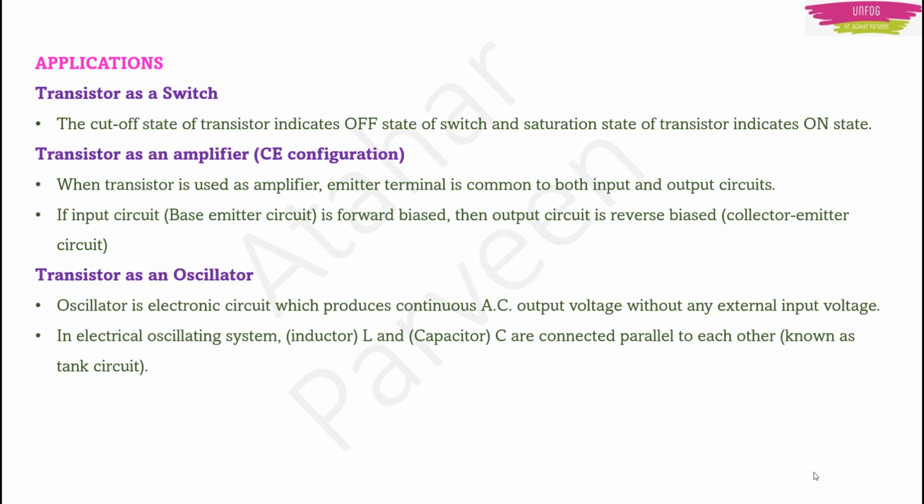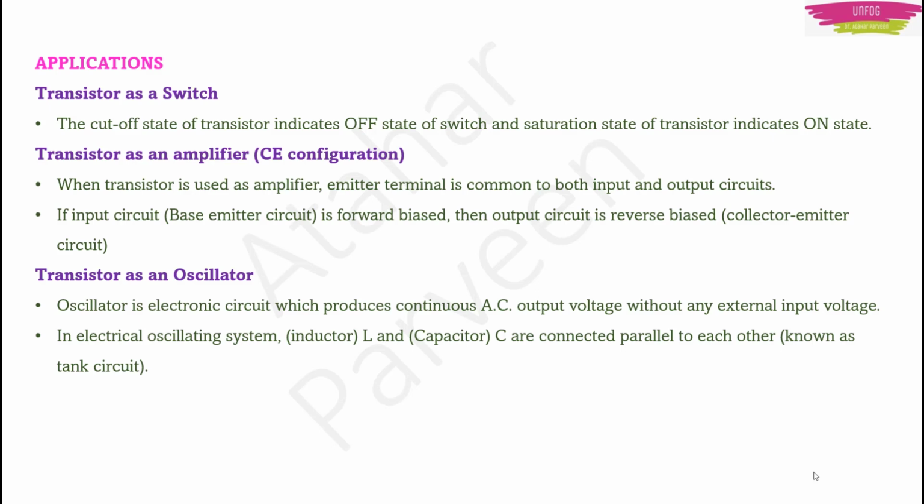Third is a very important application. Along with switch and amplifier, a transistor can also be used as an oscillator. Now what is an oscillator? An oscillator is an electronic circuit that produces AC output voltage. Even if you do not give any external input voltage, it will give you AC output voltage only. So this is an oscillator.